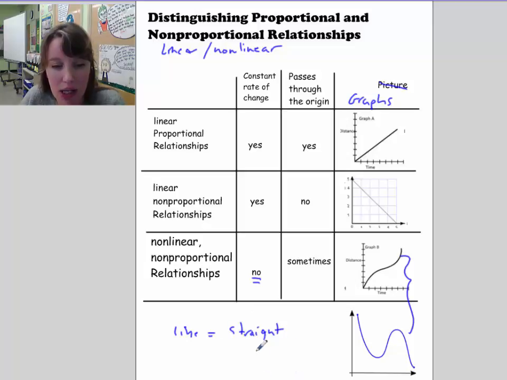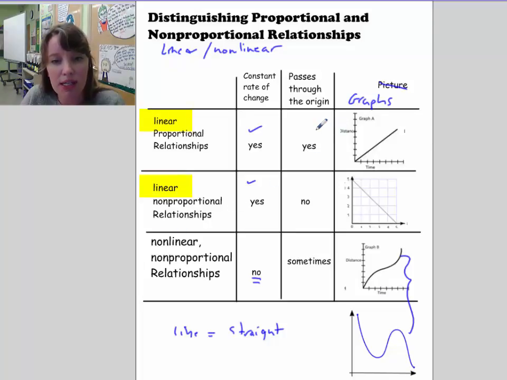It's not like art class where an art teacher might ask you to draw a line and you could draw something that looks like this. In math class, this is not considered a line. A line is always straight. So if we have a curve, then the rate of change is not constant. If we have a line, then the rate of change is constant.